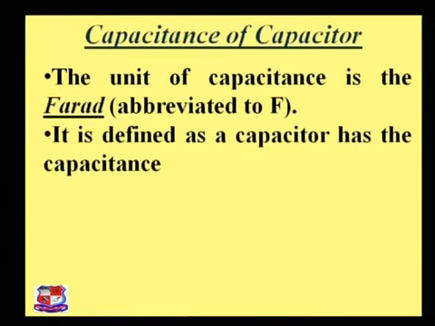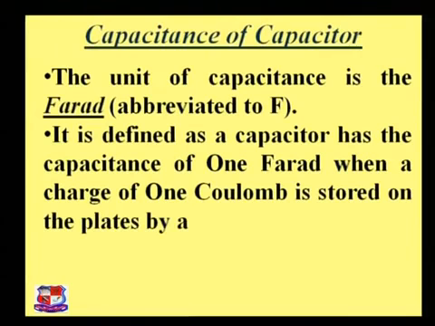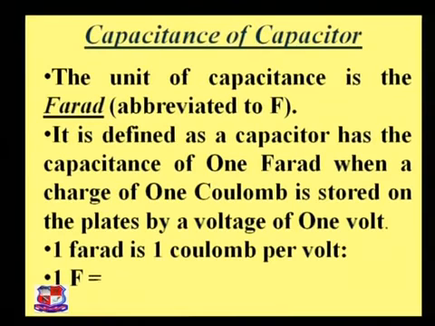Now, the unit of capacitance. As we already know, the unit of capacitance is the farad. A capacitor has a capacitance of 1 farad if the electrical charge Q is 1 coulomb and the applied voltage is 1 volt. So according to the definition C equals Q by V, with Q equals 1 coulomb and V equals 1 volt, we get the capacitance of 1 farad.